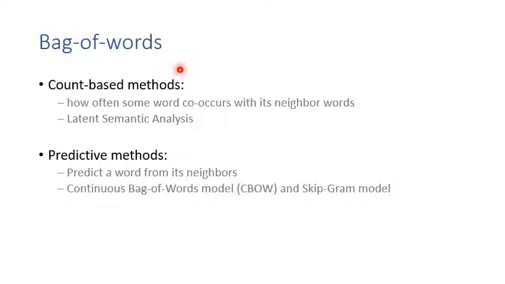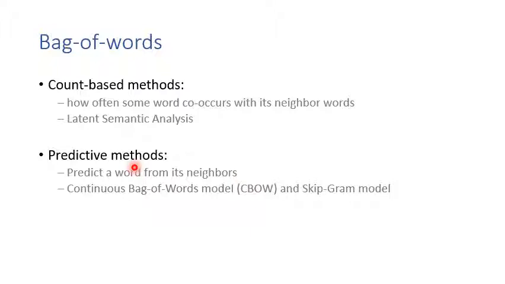There are two kinds of methods for bag of words models. The first is the count-based methods. It considers how often some word co-occurs with its neighbor words. The most famous count-based method is latent semantic analysis. Word2vec belongs to the second category of bag of words models. It's called predictive methods. It predicts a word from its neighbors.